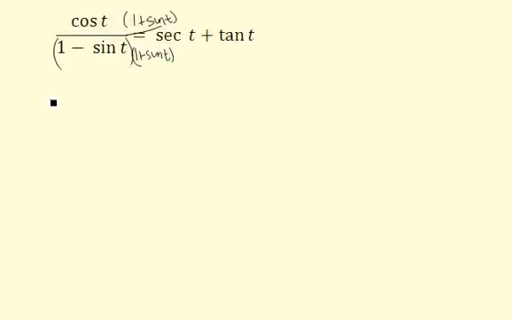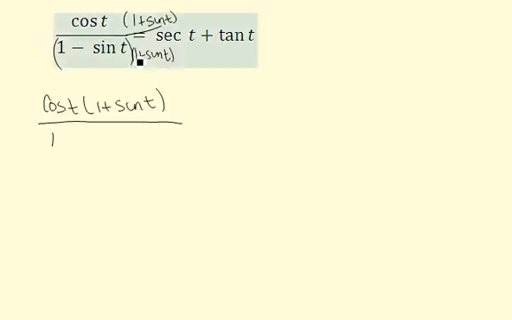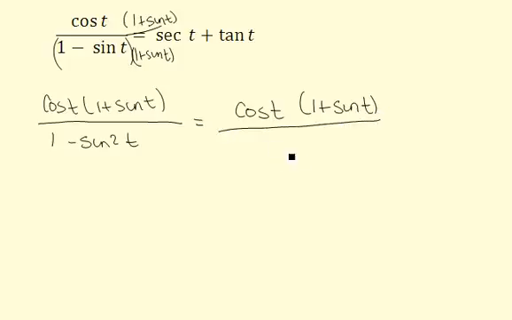If we do that, we are left with the cosine of t times 1 plus sine t. And if we multiply our two terms together, 1 minus sine t times 1 plus sine t, we will get 1 plus sine t minus sine t, or 0 minus sine squared t. We will notice now that 1 minus sine squared t is equal to cosine squared of t. So we have cosine of t times 1 plus sine t all over the cosine squared of t.